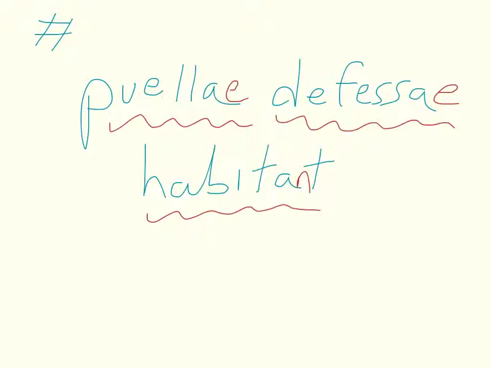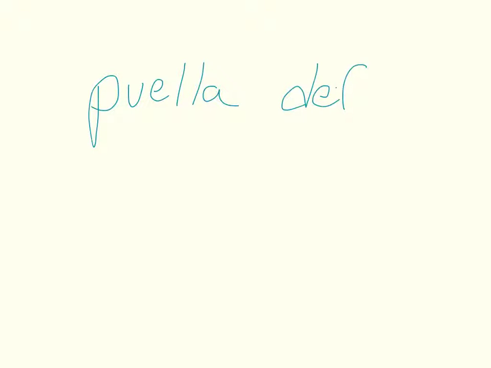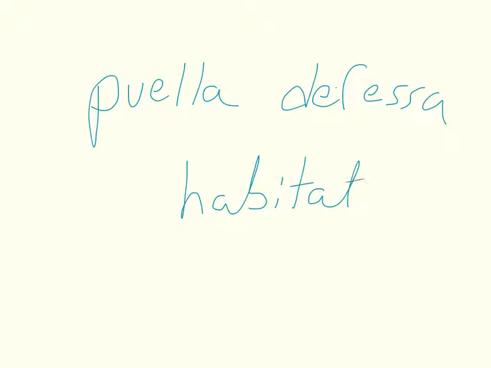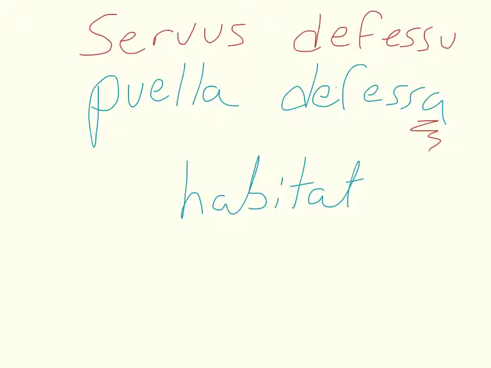When we talk about gender, it's something similar. So consider the sentence again. Puella defessa habitat. If instead of saying the tired girl is living, I wanted to say the tired slave is living, our vocabulary for that would be servus. So we have the slave. What else needs to change is this A right here. That A needs to change to a US. So it would be defessus.